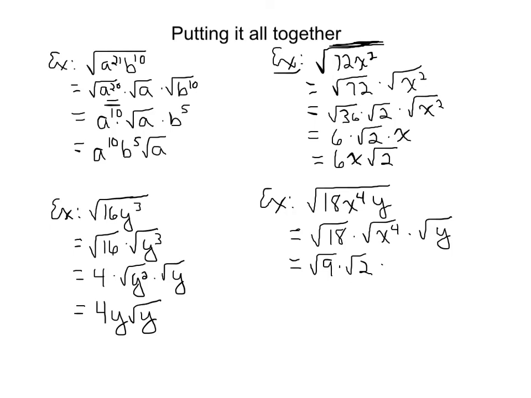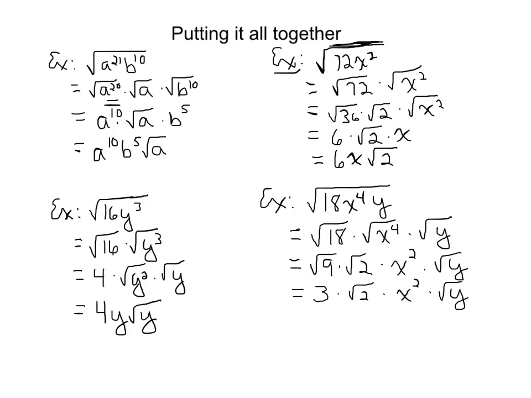Now, the square root of x to the 4th, I think I can simplify that. How many pairs are there? There are 2, so I can actually pull out 2 x's. So that becomes x squared. And the square root of y, well, that doesn't get any smaller, so I'm going to have to leave that as the square root of y. Now the square root of 9 also simplifies, so this becomes 3 times the square root of 2 times x squared times the square root of y.